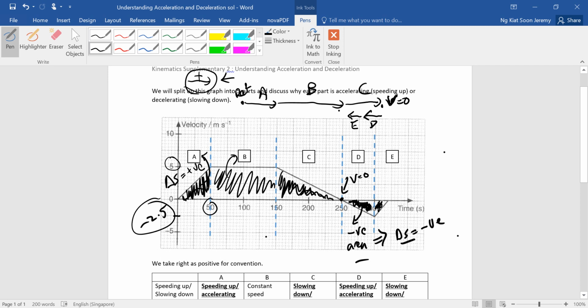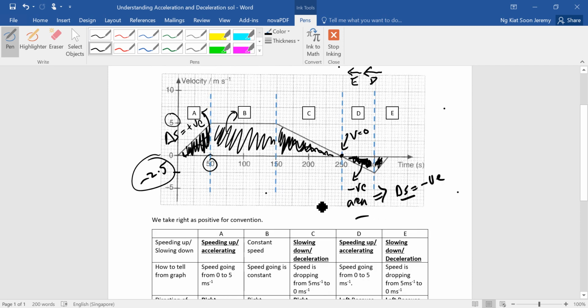Let's try and figure out whether in each part they speed up or slow down. Right? So in A, they clearly speed up, right? Because velocity goes from 0 to 5. That means my speed increases from 0 to 5 meters per second, right? At B, my speed is clearly constant. No need to discuss that. At C, my speed decreases, right? Because velocity goes from plus 5 to 0. That means my speed goes from a value of 5 and I approach 0. Right? So this is the point where I'm at rest.